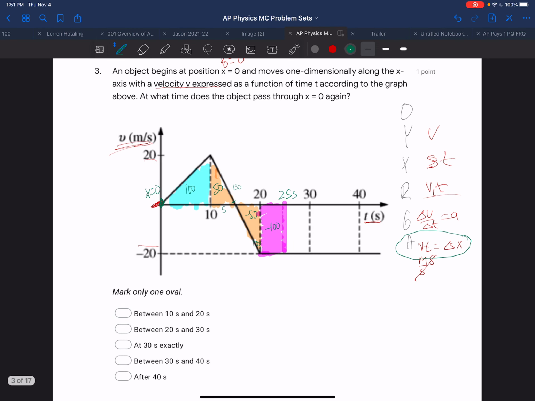So between 10 and 20 seconds, no, the velocity becomes 0. Between 20 and 30, yeah, that looks like that's our answer. At 30 exactly, definitely not. Between 30 and 40, definitely not. And after 40, definitely not. So we are at choice 2, 20 and 30 seconds.